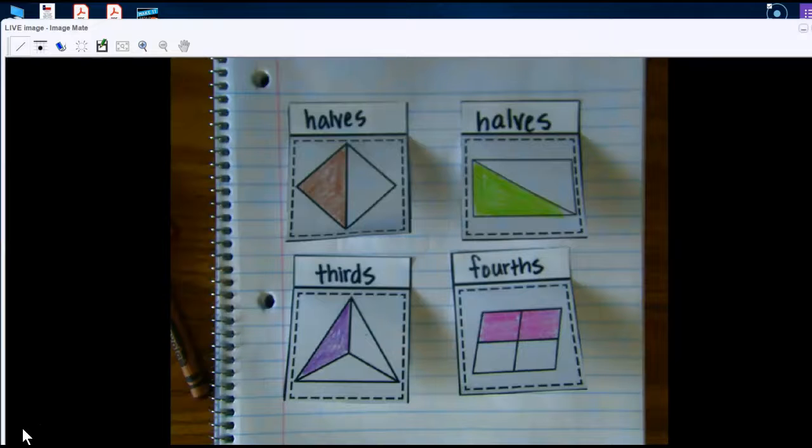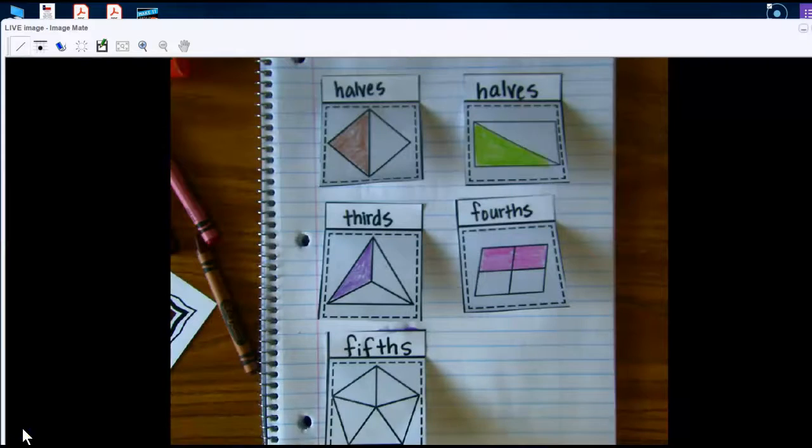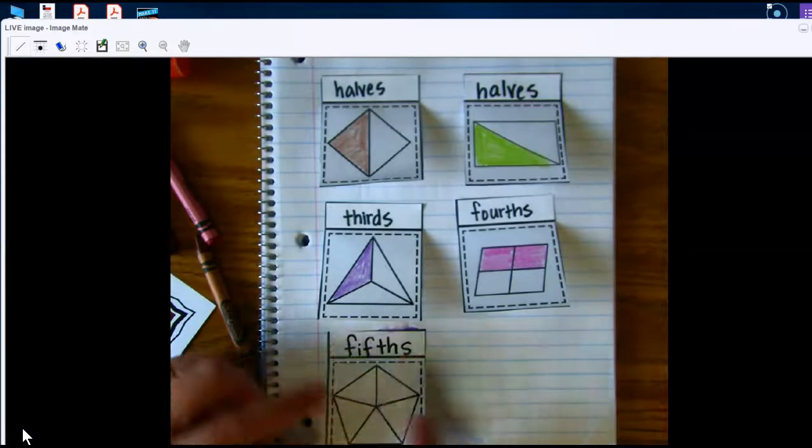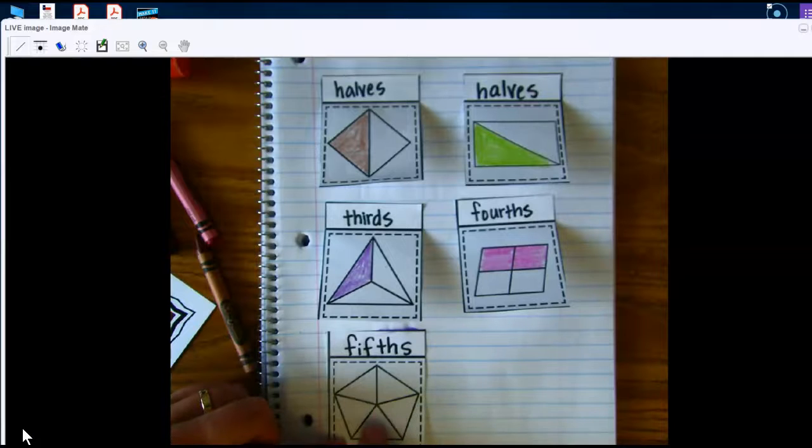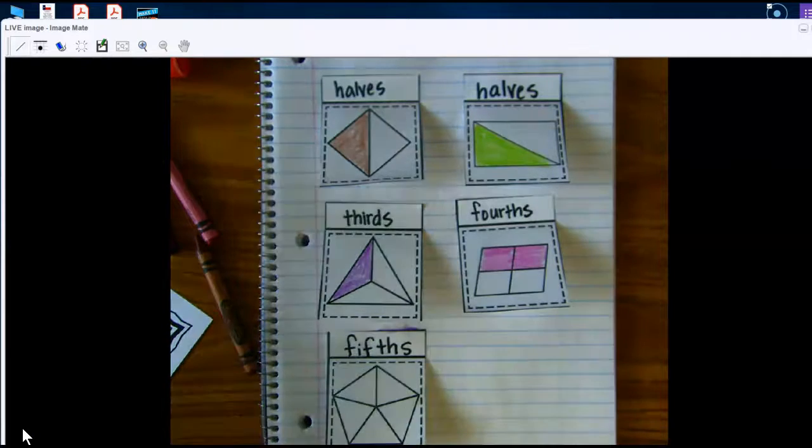2 fourths. Now we're doing fifths. So glue it down and you can choose. Fifths have 1, 2, 3, 4, 5 parts. Anytime a shape has 5 parts, it's called fifths.